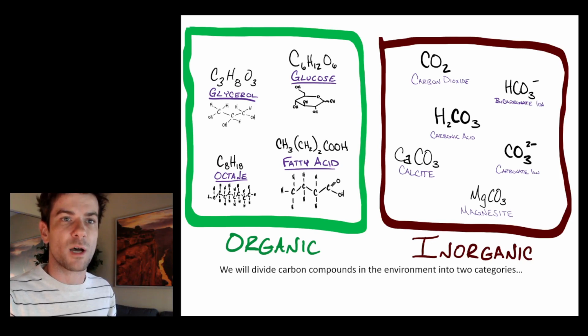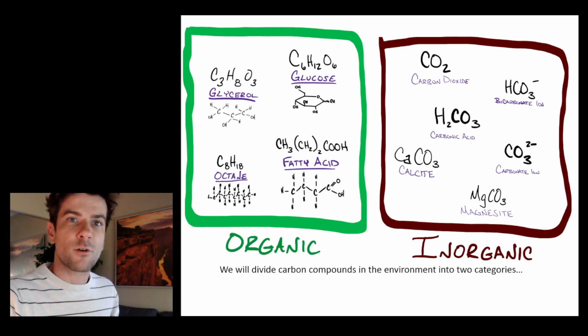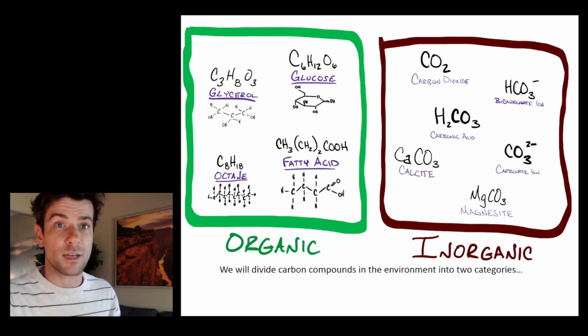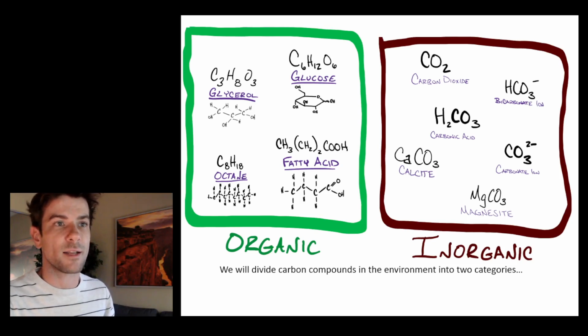Lots of carbon bonds. In general, inorganic carbon compounds don't contain carbon bonds. They're things like CO2, carbonic acid, H2CO3, calcium or magnesium carbonate, so mineral forms of carbonate. And that's how we generally divide them. Importantly, organic compounds are reduced and inorganic compounds are oxidized carbon compounds, and that plays a key role in biology, really, in life.